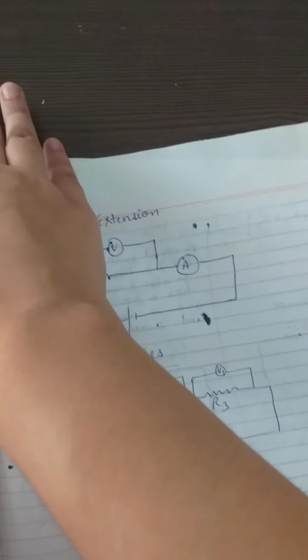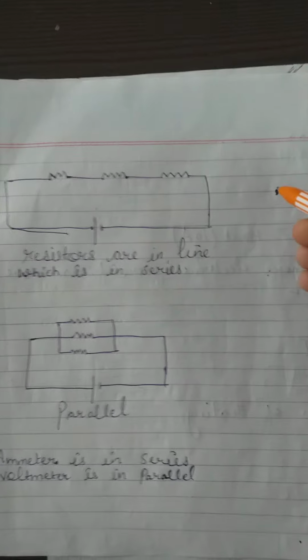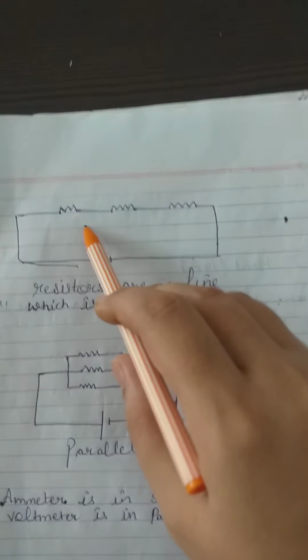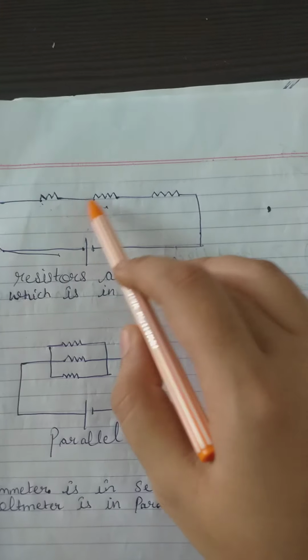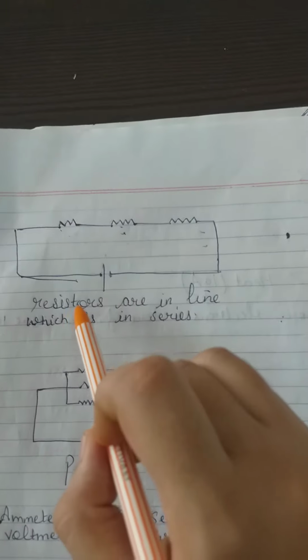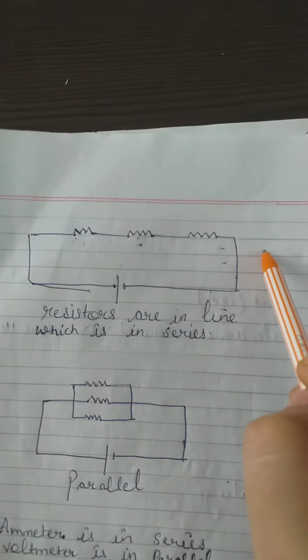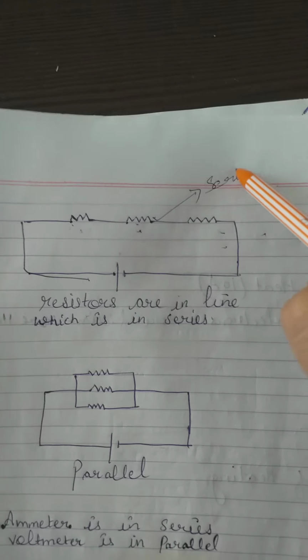Now move on to the next topic. I am going to discuss resistors in series or parallel. Series means if the resistors or any devices are connected in a straight line, in one line, then it is called a series.